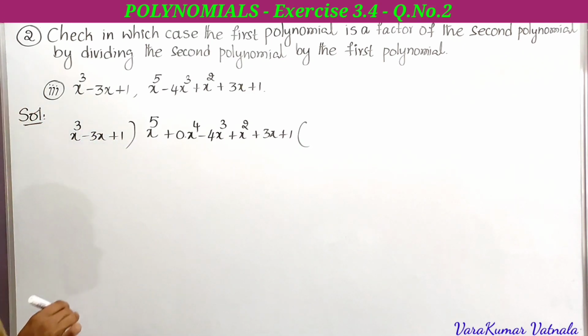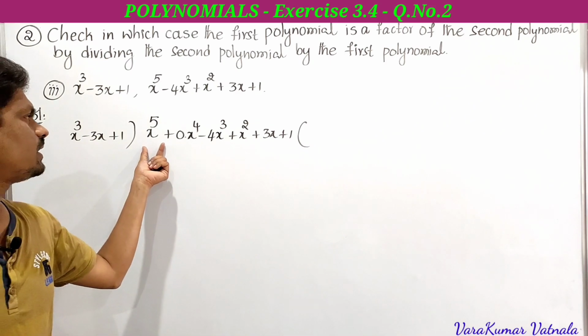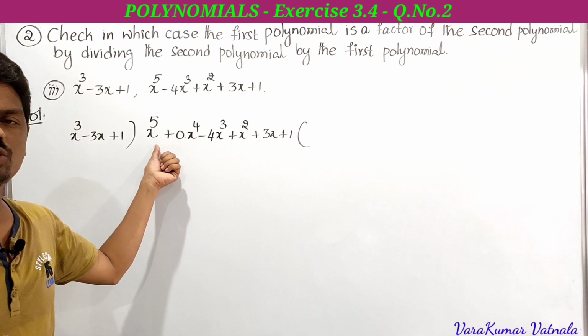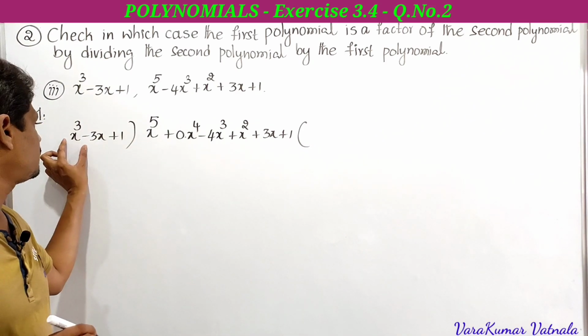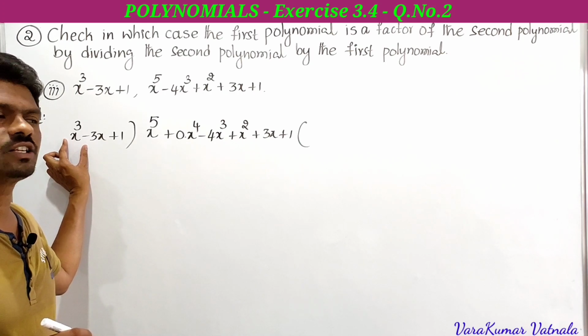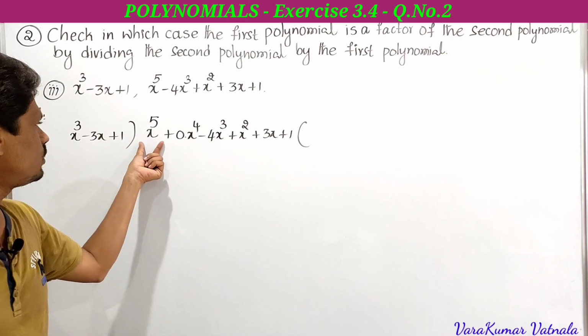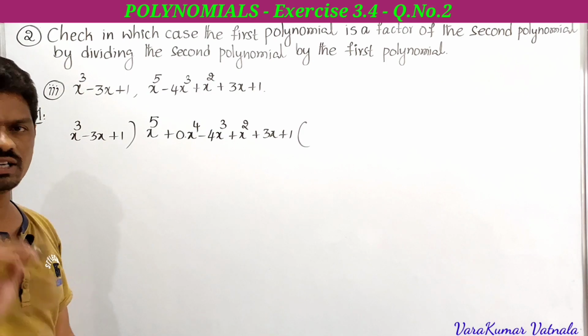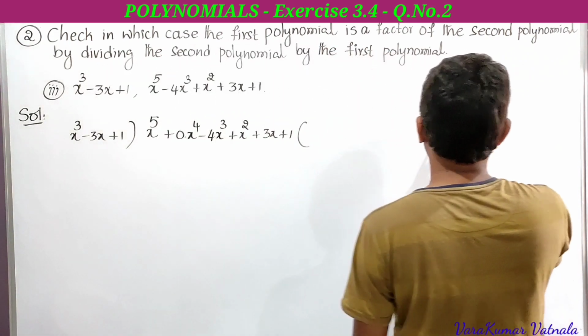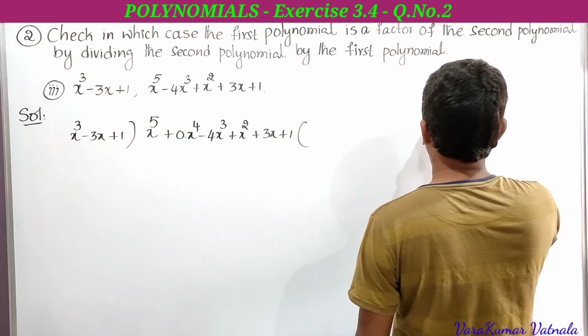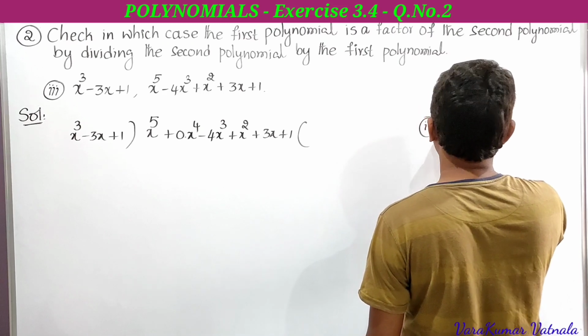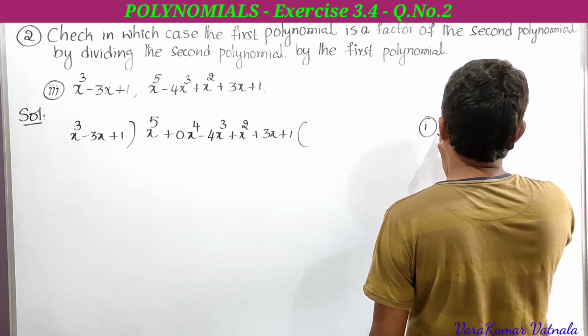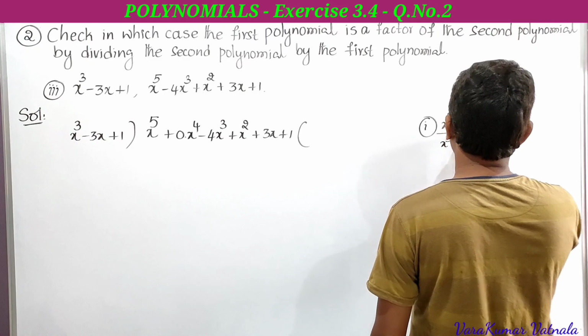Now we have to follow the steps. The highest degree term in the dividend is x to the power 5. The highest degree term in the divisor is x cube. We have to divide x to the power 5 by x cube. That is the first step. So I am dividing x to the power 5 by x cube, and we get x square.